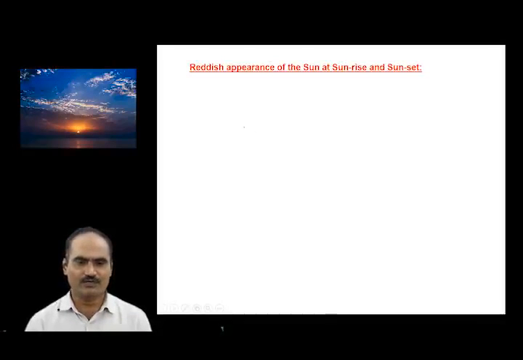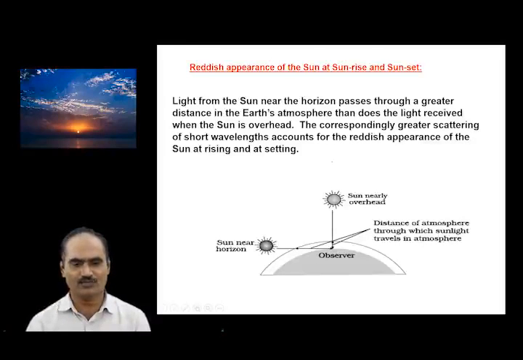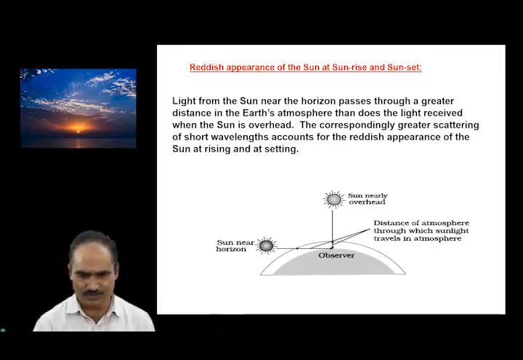Then after this, we will go for another topic: the reddish appearance of the sun during sunrise and sunset. During sunset and sunrise, we see that the color of the sky is red, reddish or orange in color. Why is it so? A very simple reason is atmospheric refraction, number one. Number two, the same atmosphere is there in the daytime also, so why is it not like that? Because here during sunrise and sunset, suppose you are at this position.